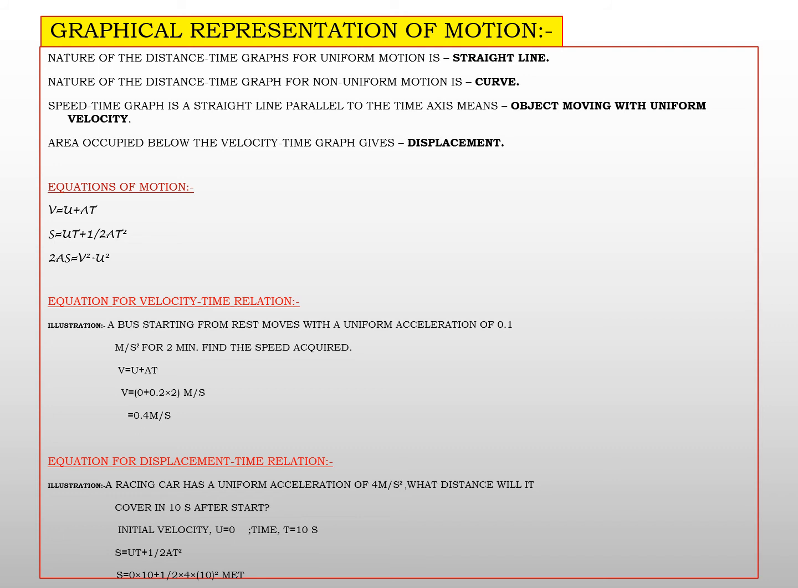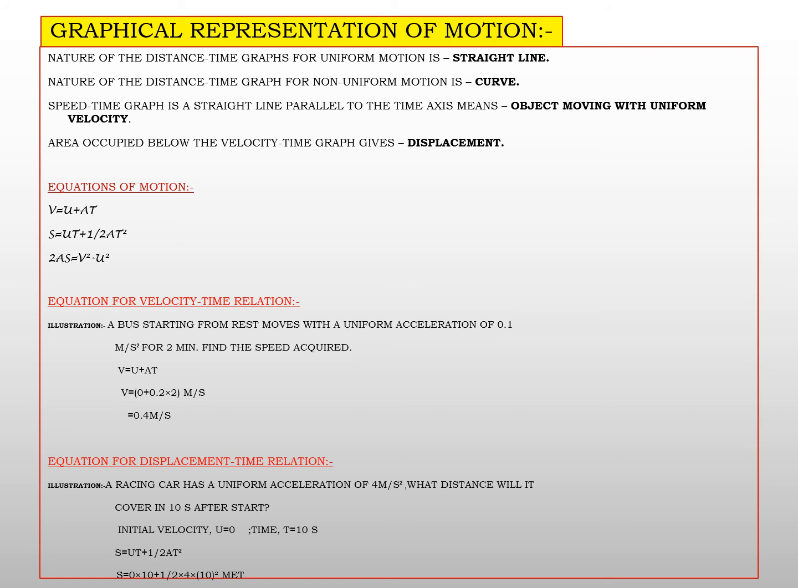Now equations of motion. v = u + at, s = ut + ½at², and 2as = v² − u², and we can also say v² = u² + 2as, because by changing its side, the minus goes to the other side and converts into a plus sign. Now equation for velocity time relation.